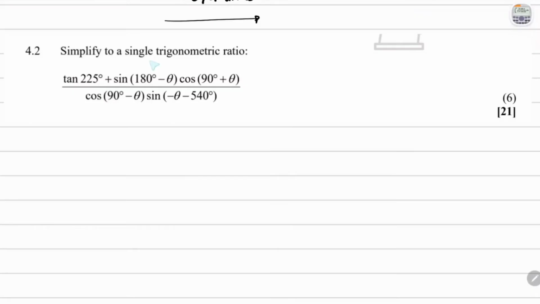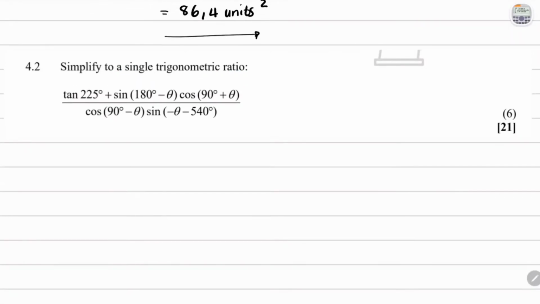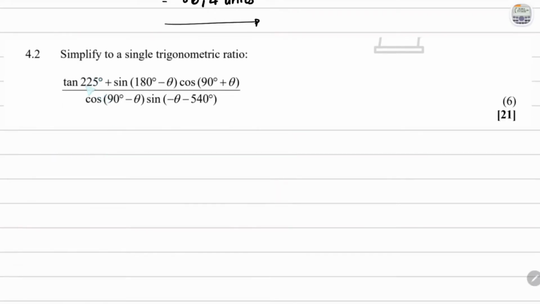The last question says simplify to a single trigonometric ratio. So this is 4.2. And we have tan of 225. Okay, so we just have to simplify this. What I like to do is look at the numerator and denominator separately, just to see how many terms we have. On the numerator, you see that we have a plus sign here, so it means that this is one term on its own and that is one single term on its own. So we have two terms there. Just remember that. On the denominator, we just have one single term.